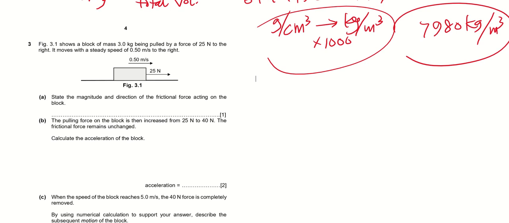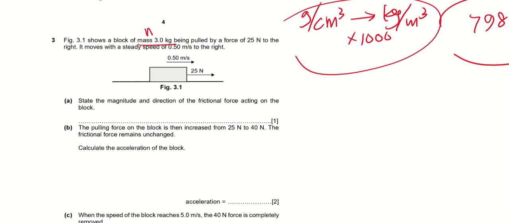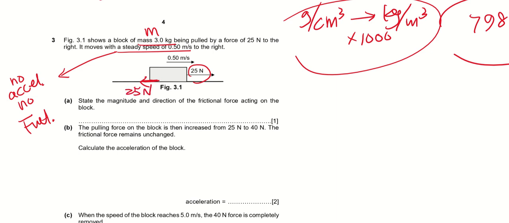It shows a block of mass 3 kg. So again, annotate, let this be M. It's being pulled by a force of 25 Newton to the right. It moves with a steady speed of 0.5. If something moves with steady speed, that means there's no acceleration. Constant speed, no acceleration. That means there's no F net. So how can this be? I'm pulling with 25 Newton. That means there is an opposing force of 25 Newton. That means the frictional force is 25 Newton acting to the left.